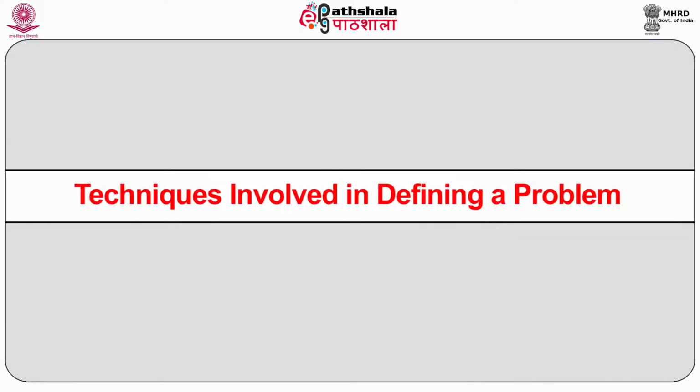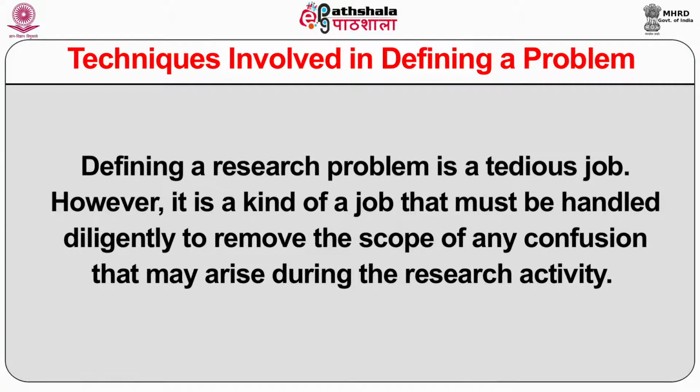Friends, let us now throw some light on the techniques involved in defining a problem. Defining a research question properly involves the task of clearly defining the limits within which a researcher shall pursue his research study, keeping a predetermined view of the problem under study. Defining a research problem is a tedious job. However, it is a kind of job that must be handled diligently to remove the scope of any confusion that may arise during the research activity.